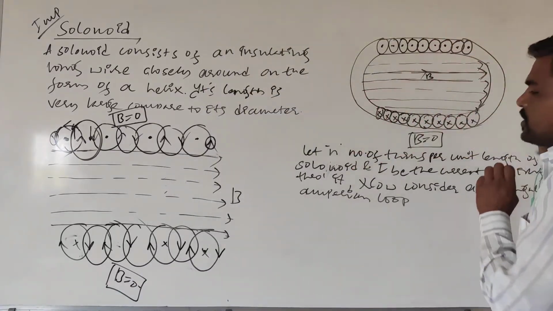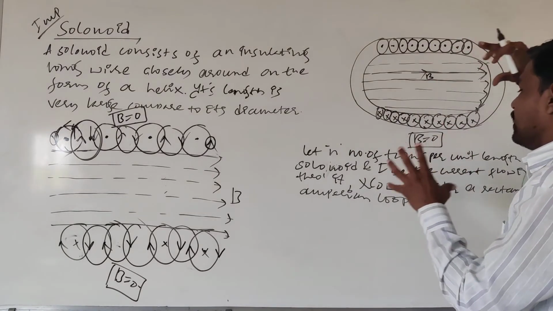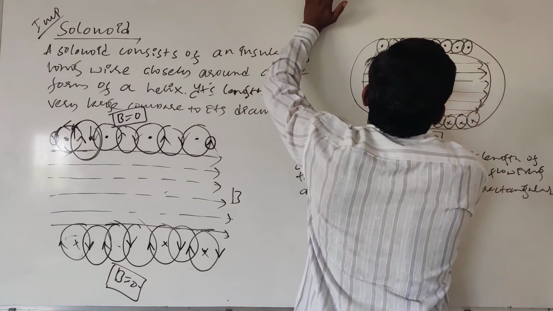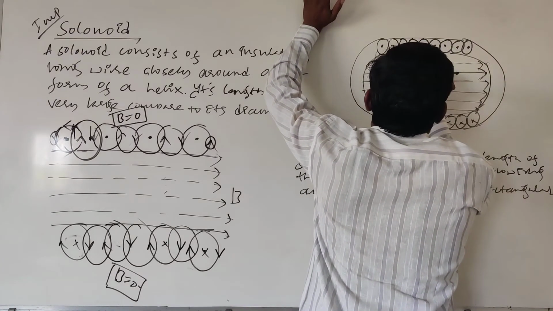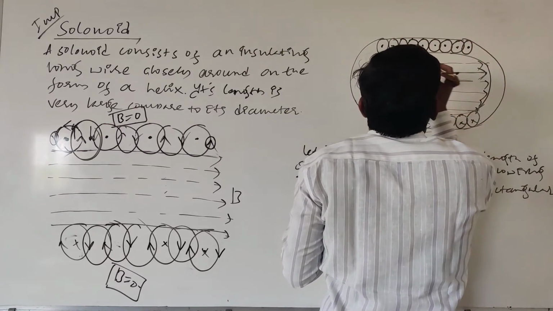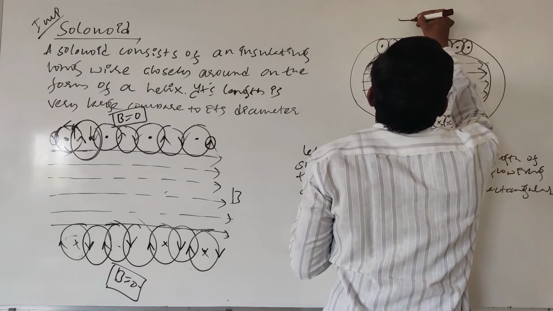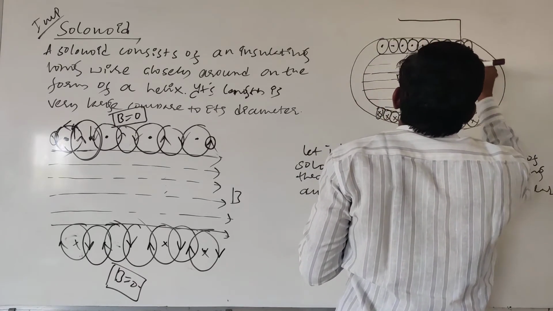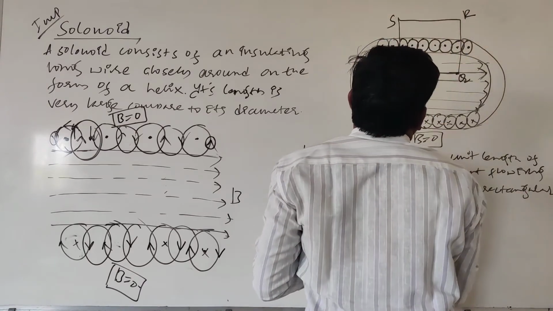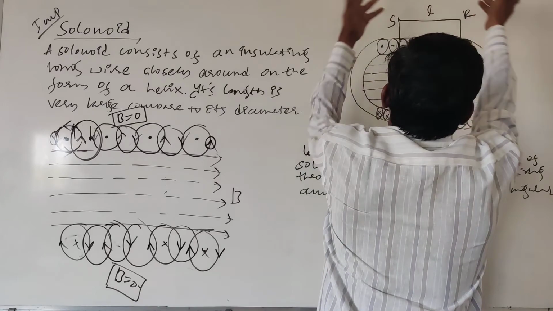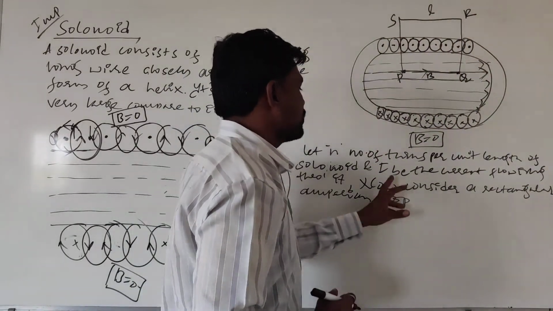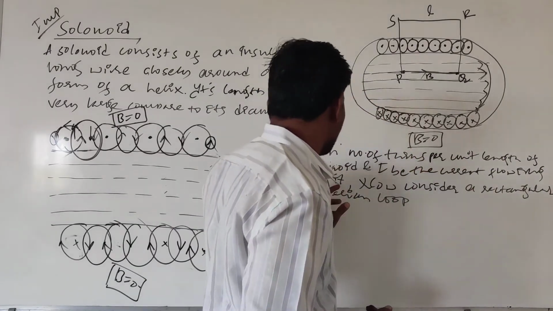Now what do we do? We have n number of turns, and we consider them per unit length. So we consider a length like this. The magnetic field is in this direction, so P Q R S. Right? This length PQ, it is rectangular. I consider it as L. I is the current flowing through it.